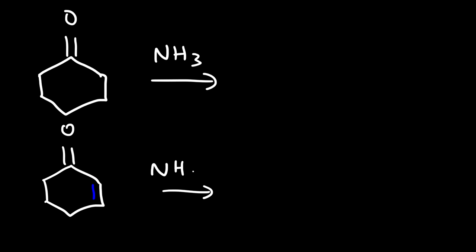Now, before concluding this video, there's one more topic that I would like to mention. So here we have cyclohexanone, and here we have an alpha-beta unsaturated cyclic ketone. So this is the alpha carbon, this is the beta carbon. What's going to happen if we react each of these with ammonia? Now we know that if we react a ketone with ammonia, we're going to get an amine. So we're going to lose water, and we're going to get this product.